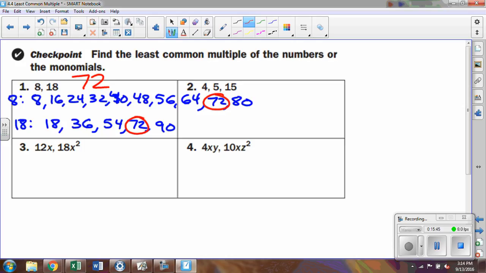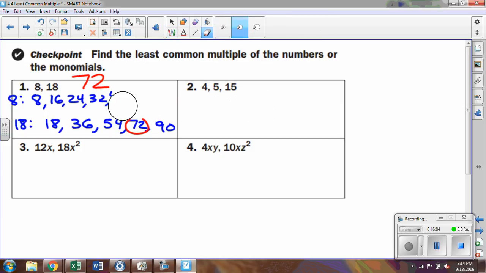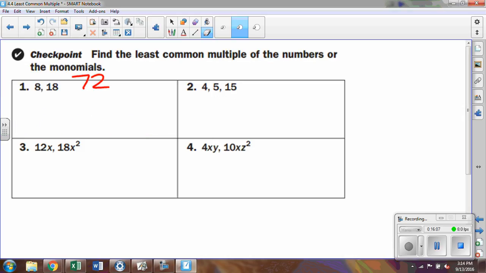That's the list method. If this is the way you prefer to do it, go ahead and do it the way you like. Our concern isn't so much on how you're doing it, it's about having the ability to find it whichever technique you prefer. Looking at question number 2, instead of creating 3 different lists, I just want to review the factor tree method.